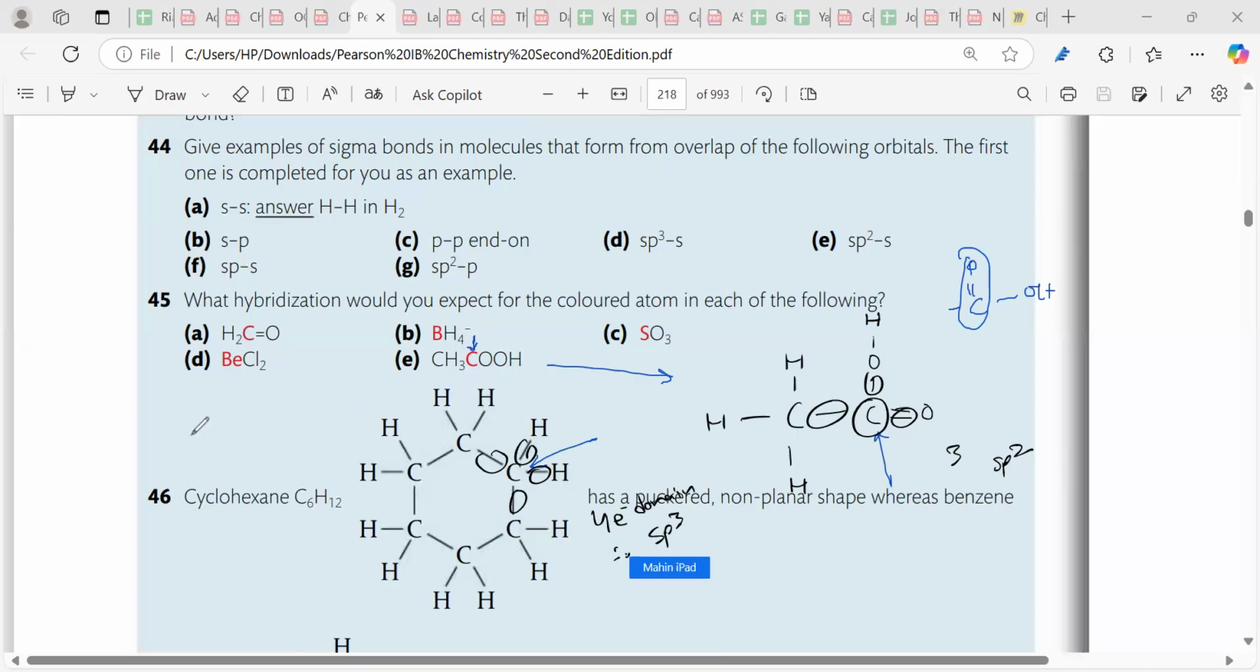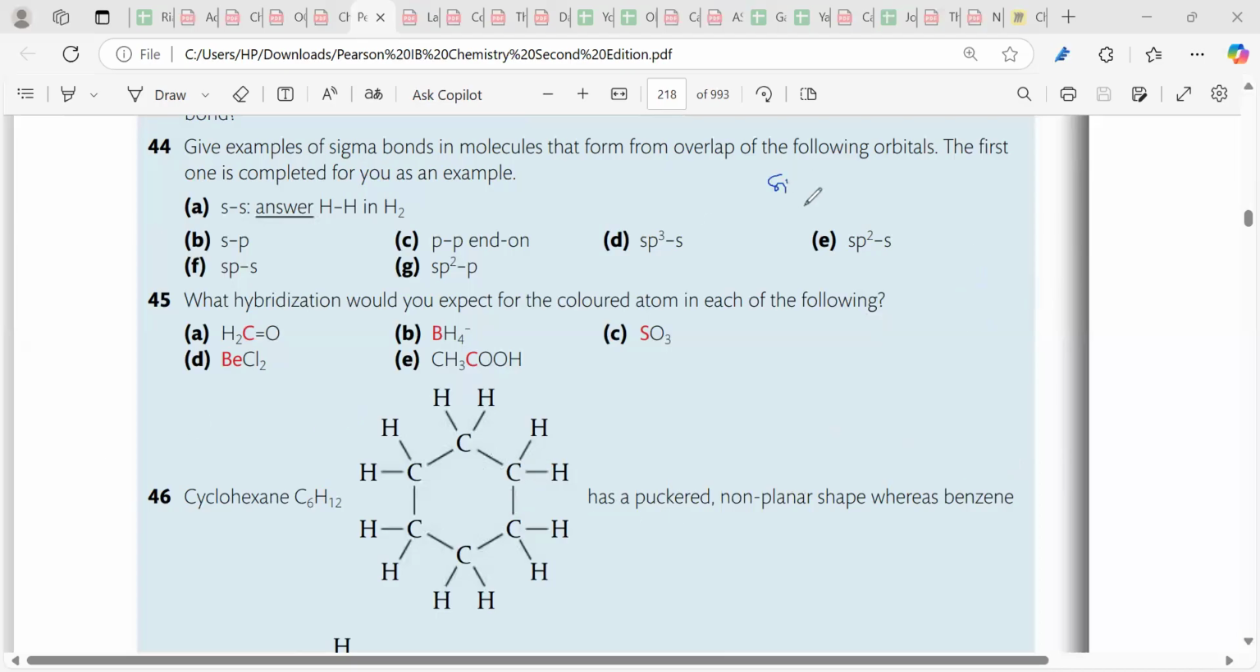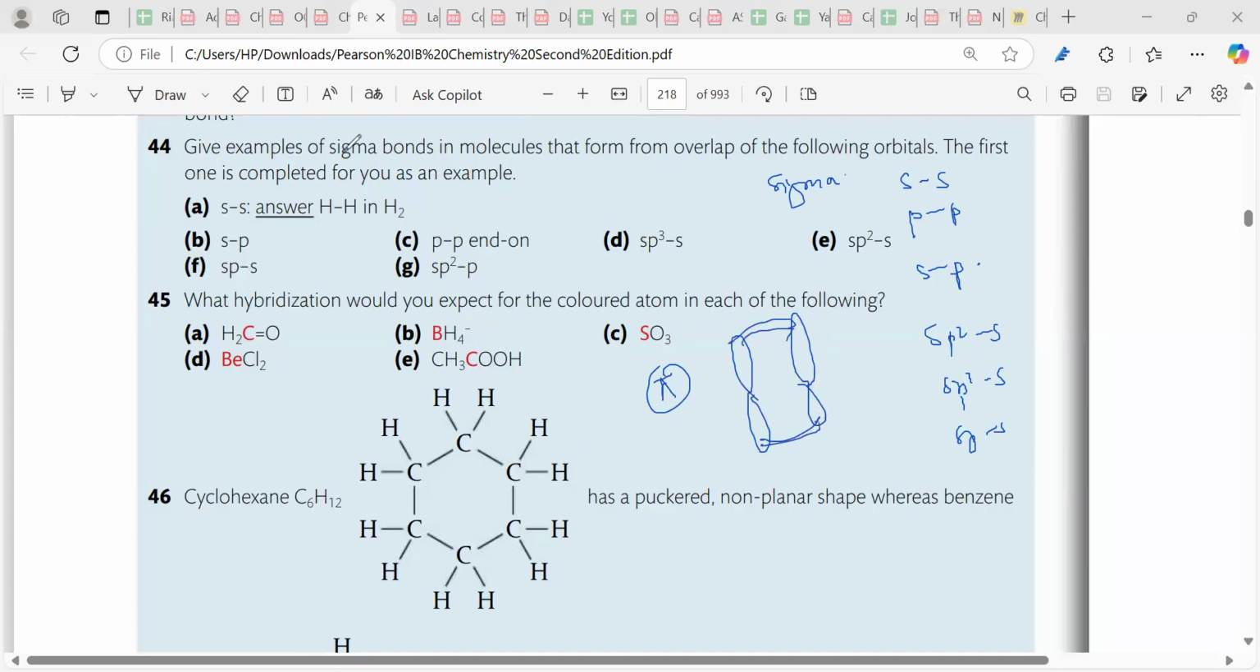Now we learned that a sigma bond can be an overlap between s and s, between p and p, between s and p, and also hybrid orbitals are involved, like sp2 with s, sp3 with s, or sp2 with p, anything. But a pi bond will always be an overlap between pure p orbitals. Is it clear? Now can you tell me the answer?